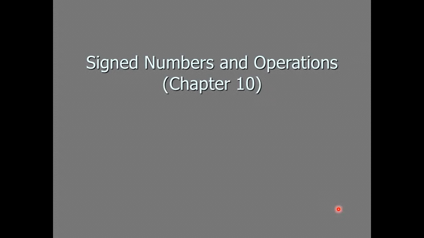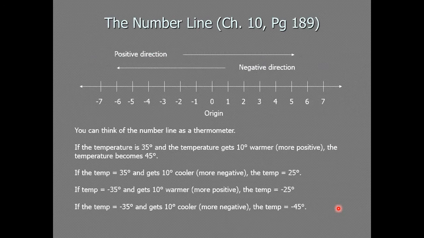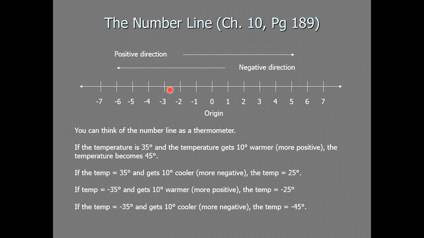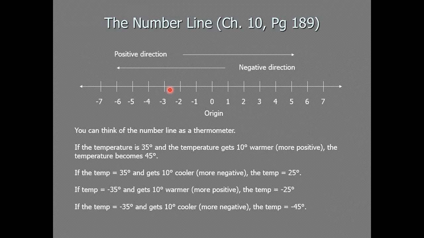Alright, so today we'll talk about signed numbers, which is our chapter 10 from the book. So here is the number line. We start from 0, and as you know, if we go to the right side of the number line, we get the positive numbers and the numbers increase. But if you go in the negative direction, the numbers decrease, right? We get the negative numbers.